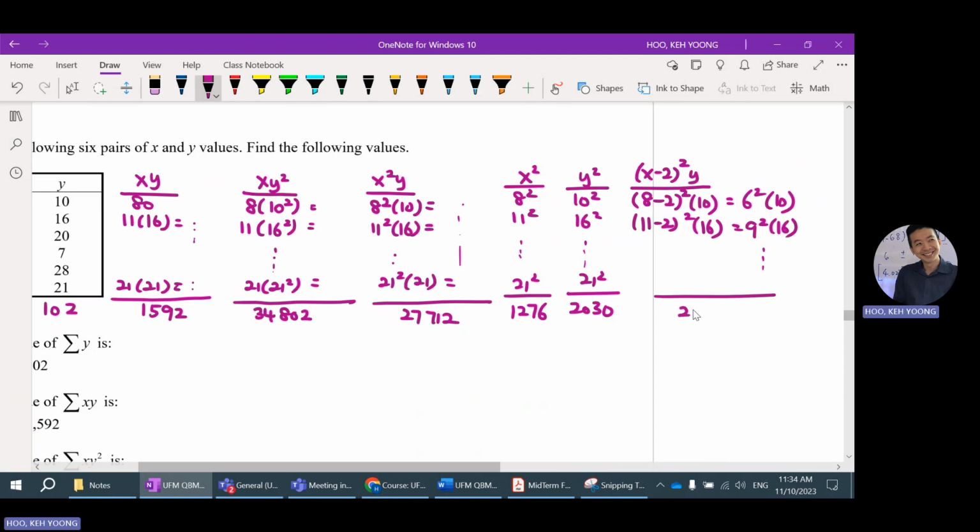We have 21,752. Until the last value, 21 minus 2 squared times 21, which means 19 squared. Oh, yeah, thank you. 19 squared times 21. Any questions?